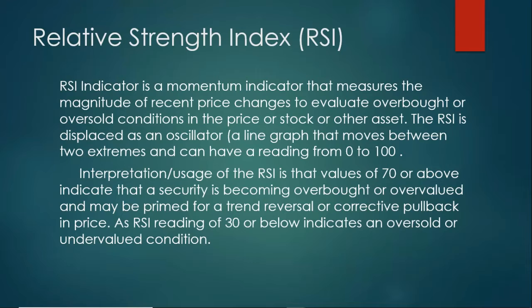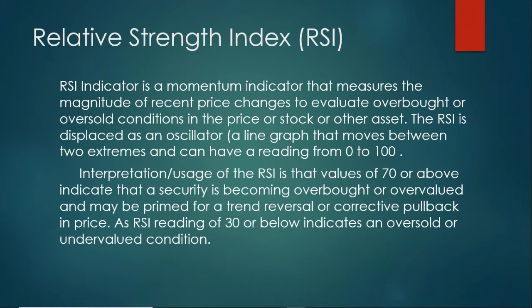The RSI indicator is a momentum indicator that measures the magnitude of recent price changes to evaluate overbought or oversold conditions in the price of a stock or other assets. What they're trying to tell us in this first point is that whenever we use the RSI indicator, it shows at which point the price has been overbought and at which point the price is going to be oversold. You can clearly analyze the graph by seeing the RSI.